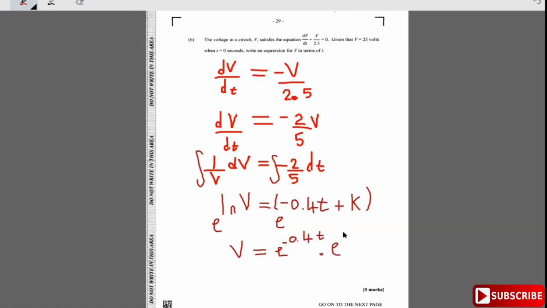But look at this, it said when T equals 0, V is 25. So that implies that when T equals 0, V is equal to this part. When T is 0, you get E to the K, and so E to the K must equal 25. And so 25 E to the minus 0.4 T, that is V. All right, nice and easy.